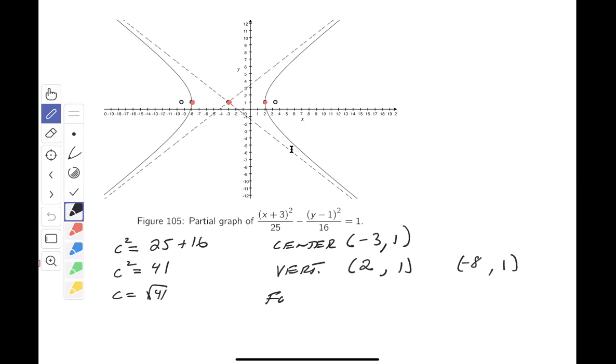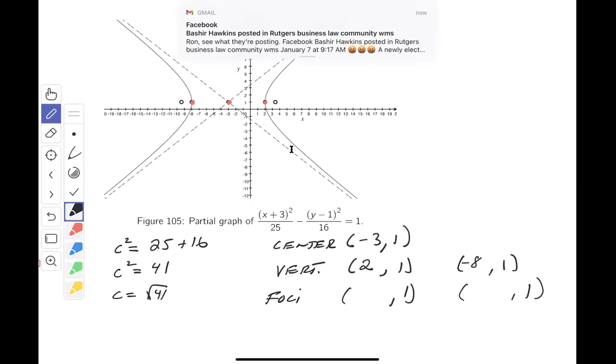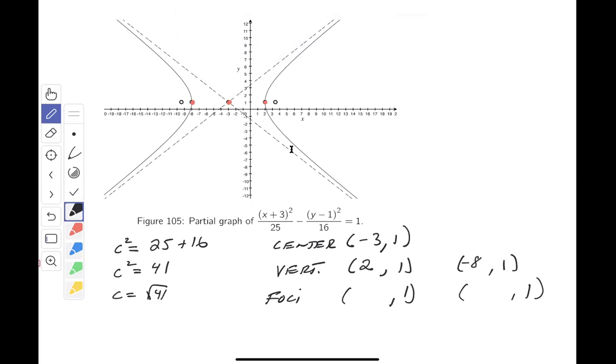So what I need to do is move in from the center. These are going to be the foci. Now, if I move in from the center, what's not changing? The y is not changing. So the y is always going to be 1. Now, the center is at -3, right? So if you move to the right, you move to the right root 41. So I'm going to say root 41 minus 3. The other possibility is moving to the left. That's minus root 41 minus 3.